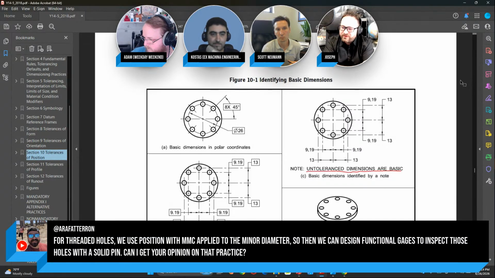There we go. We use position with MMC applied to the minor diameter, so then we can design functional gauges to inspect those holes with a solid pin. Can I get your opinion on that practice? Ooh, another controversial one that you're making me wade into.